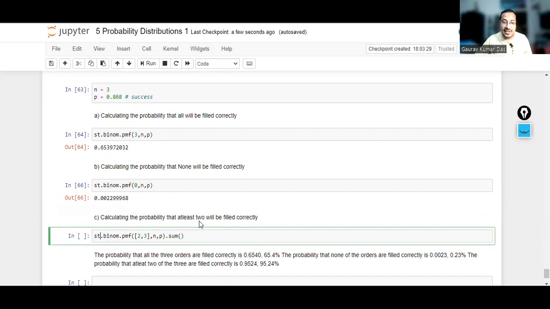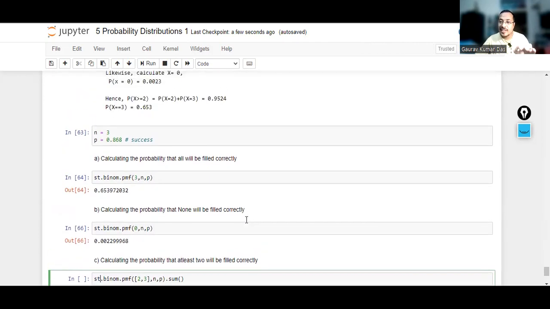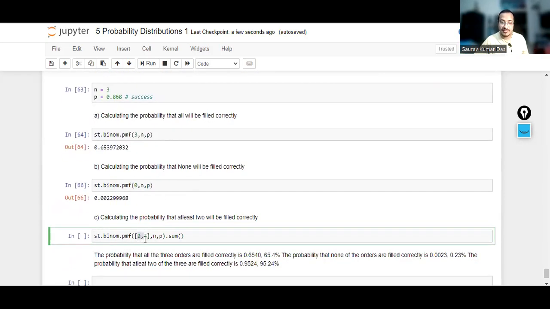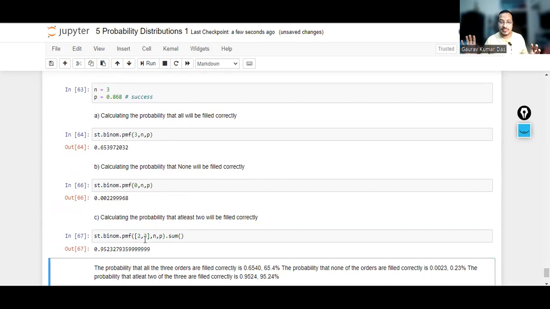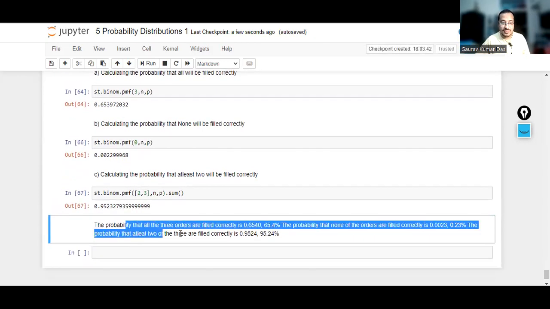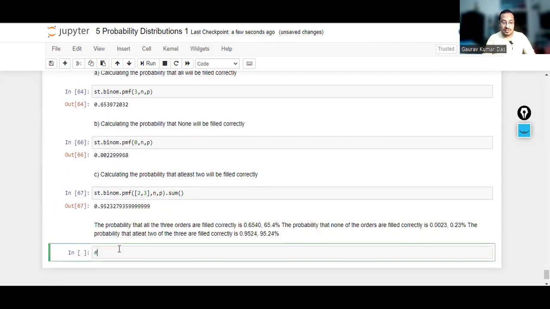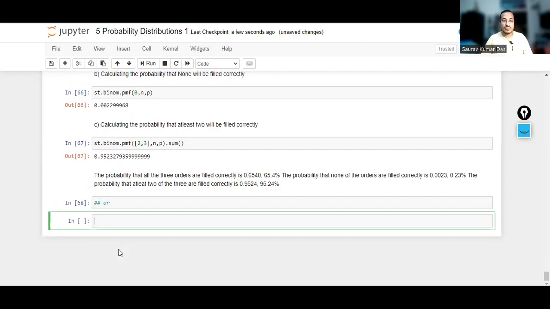Calculating the probability that at least 2 will be filled correctly. At least 2. Total number of trials is 3. At least 2 means what? 2 and 3. So 2, 3. Done. That's it. So these are my respective probabilities: 65%, 0.2%, and 95%. Or I could have done it like this also.